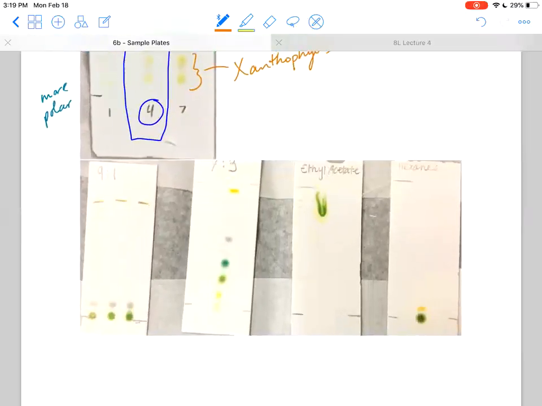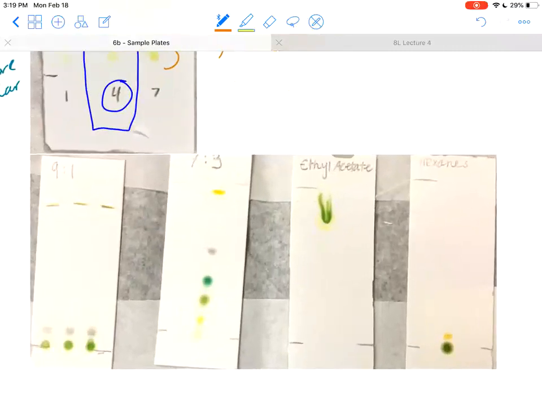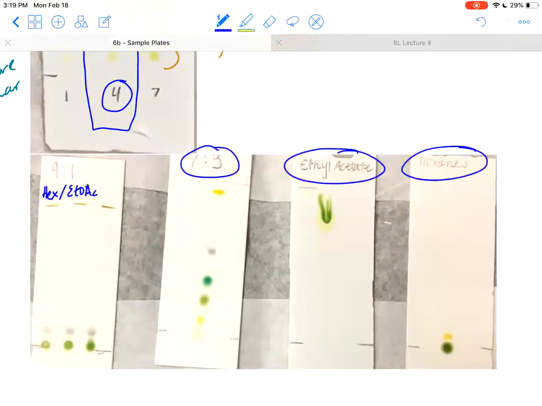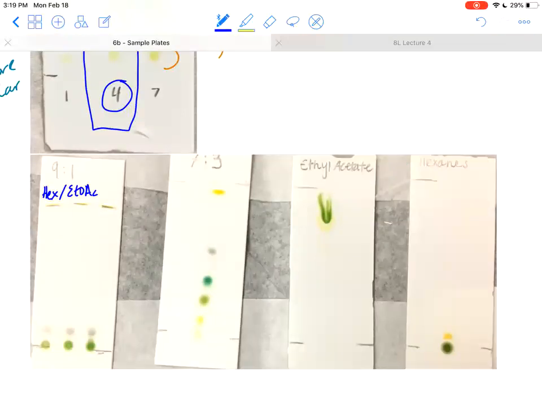We have the 9-to-1 plate. We have a 7-to-3 plate. Remember, this is 9 parts hexanes and 1 part ethyl acetate. So here's another repeat of the 7-to-3 plate. Here's the ethyl acetate solvent, and here's hexanes. And remember, these are the solvents, otherwise known as the mobile phase for TLC.